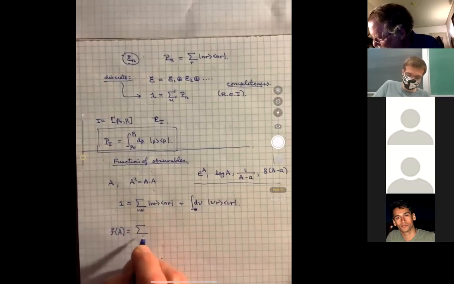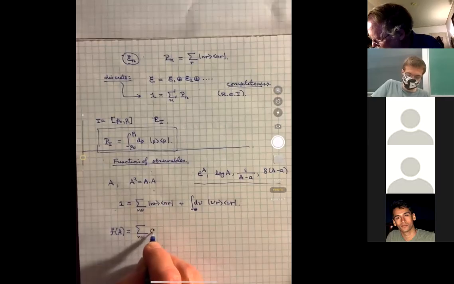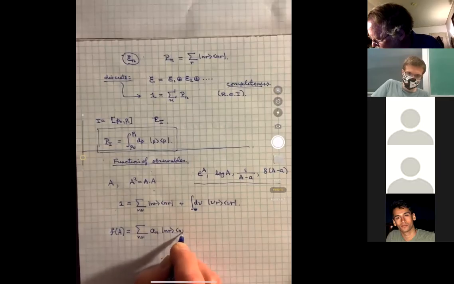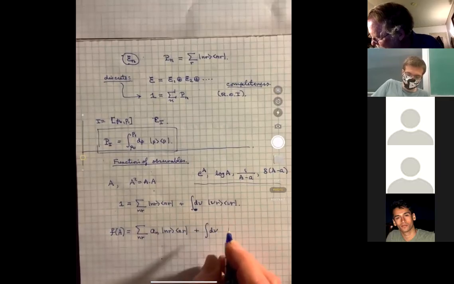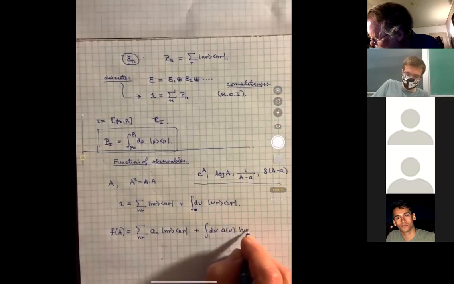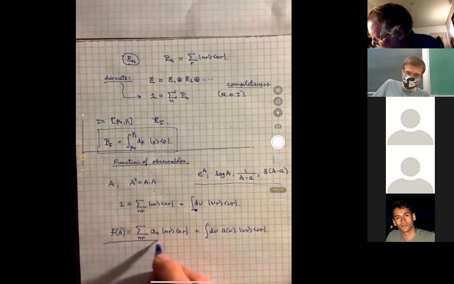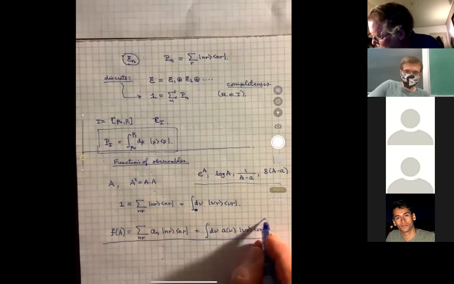It's a sum on n and r of A sub n, |n r⟩ outer product ⟨n r|, plus the integral dν of A of ν, outer product |ν r⟩⟨ν r|. This is a definition of the function of an operator.